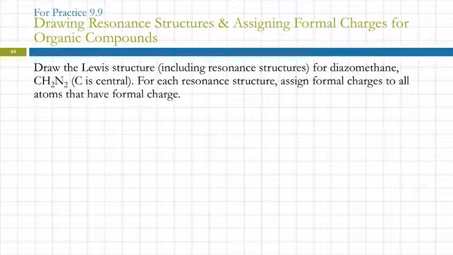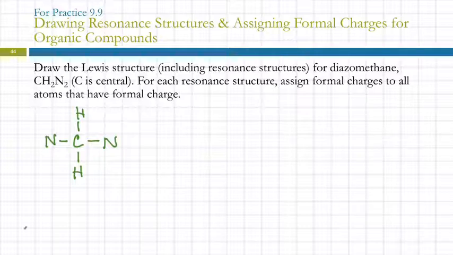Draw the Lewis structure, including resonance structures for diazomethane, CH2N2. Carbon is central. For each resonance structure, assign formal charges to all atoms that have formal charges. This one can get messy. So they're telling me that carbon is central. Well, that could mean that all the things are attached to the carbon. That'd be carbon being central, right? Let's see if it works.